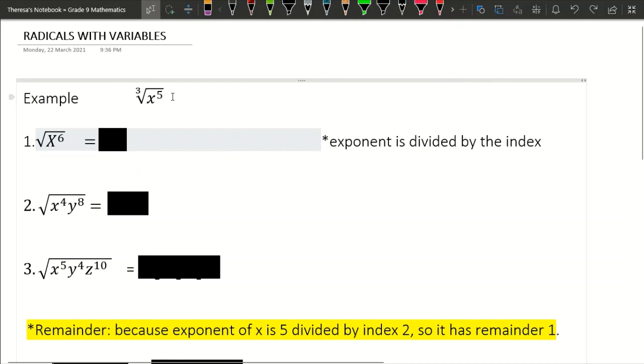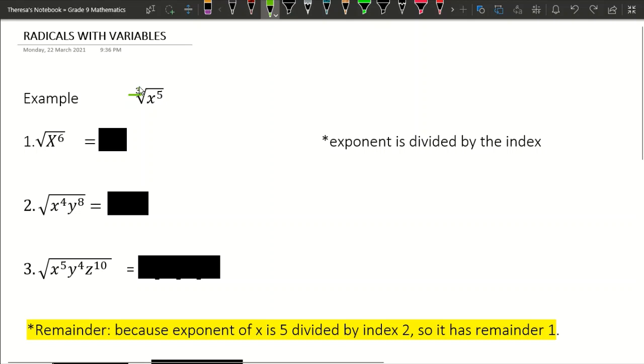So, balikan muna natin. We have here cube root of x raised to the fifth power. So, ang tawag natin sa 3 na ito, this is our index. Kapag 4 yung nakita niyo dito, ibig sabihin yung index natin is 4. Kapag 5 naman, ibig sabihin yung index natin is 5 or fifth root. At kapag wala tayong nakita rito, ibig sabihin yung index niya is 2 or square root, right?